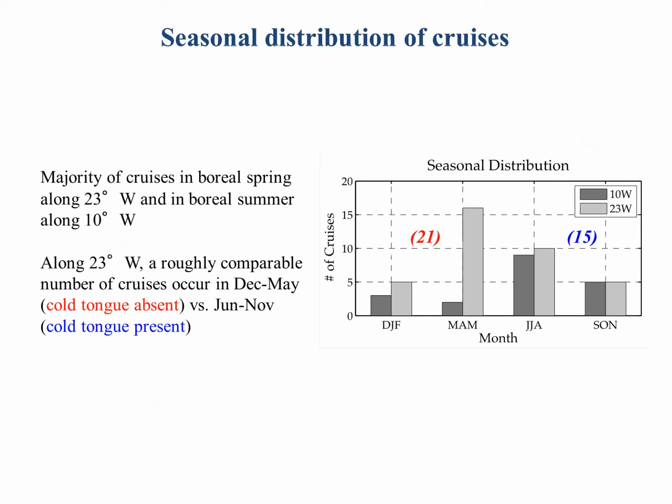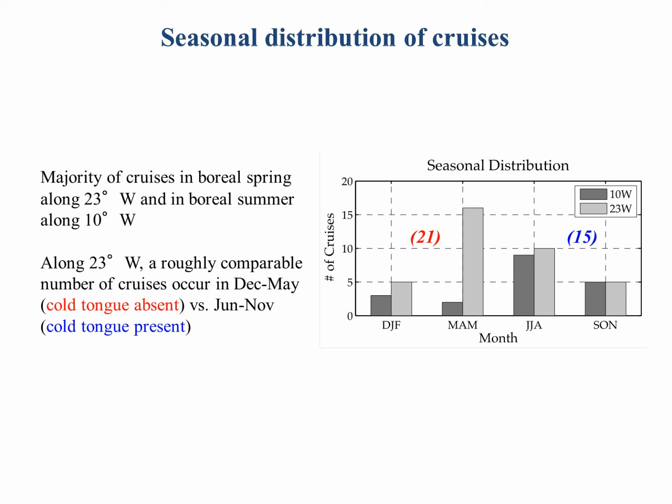Now the cruises, even though we have cruise data for every season, so this shows you 10 west, and then the light gray shows you 23 west. We have cruise data in every season. There are seasonal biases to when the cruises tended to happen. The majority of the cruises along 23 west were in the boreal spring, and the majority of the 10 west cruises were in the summer. But if you look at the 23 west cruises, if we pull together the December to May cruises and the June to November cruises, we have almost an even number of samples. We have 21 in the first time period and 16 in the second.